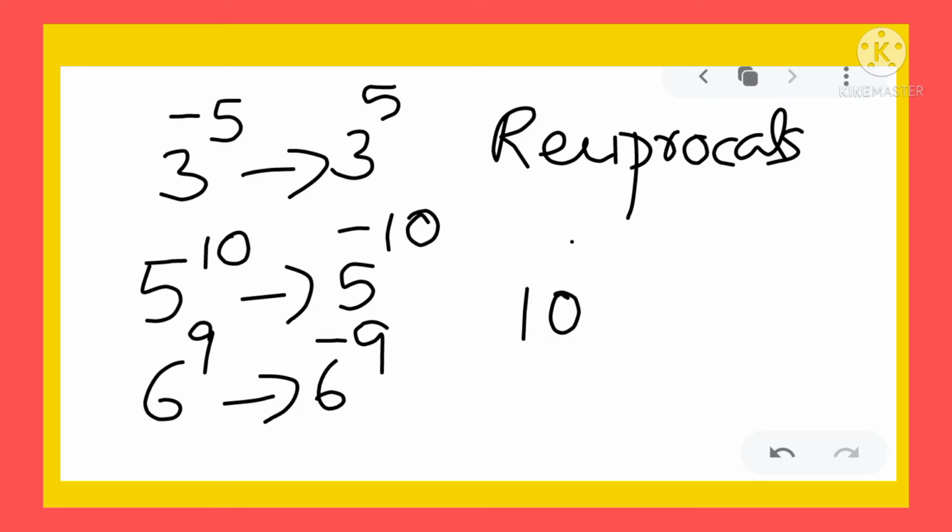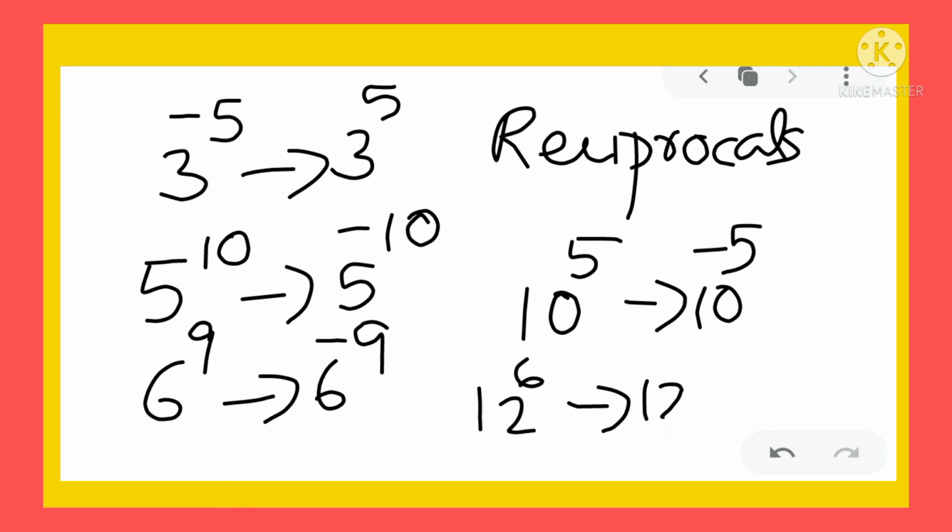10 raised to 5. Reciprocal is 10 raised to negative 5. 12 raised to 6. Reciprocal is 12 raised to negative 6. I think it is clear. Then how can we find the value of the numbers?